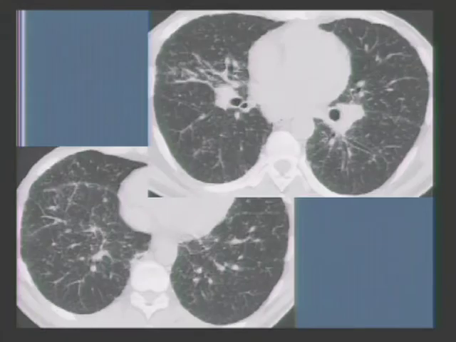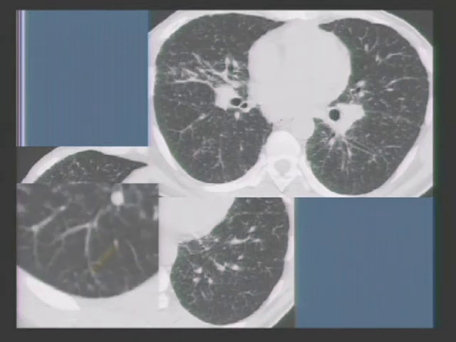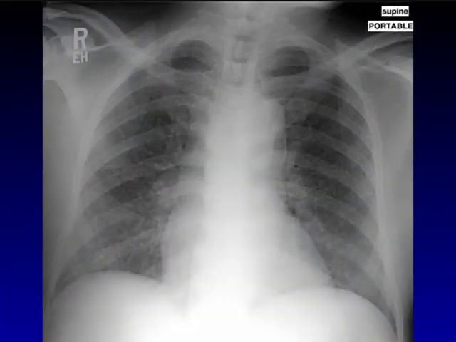Here's some images of the lung bases in the same patient. Again, a few of the nodules are clustered, but overall, despite the presence of perilymphatic nodules, there was sort of a random distribution in this case.